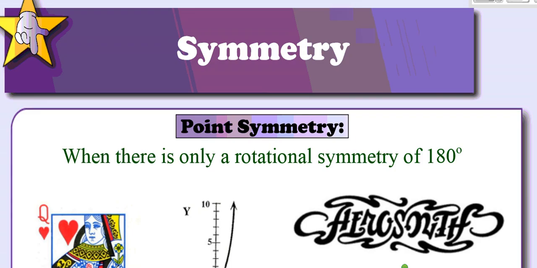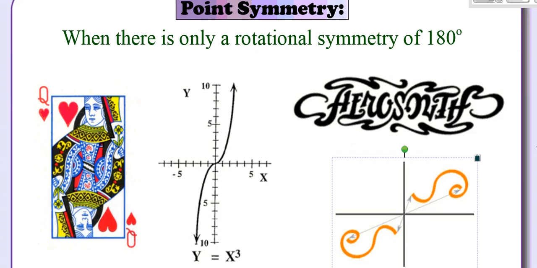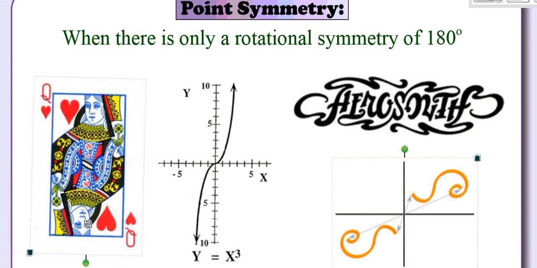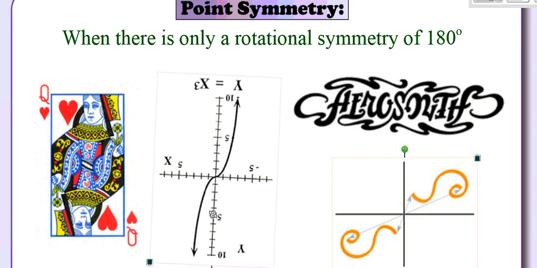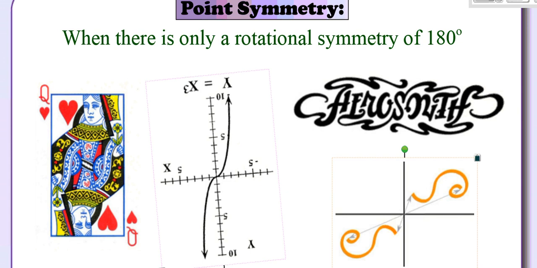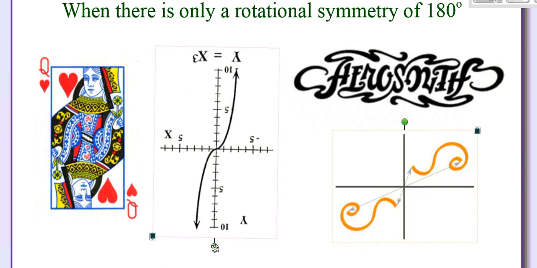So point symmetry is a little bit more exciting. That was kind of boring. A little bit more exciting here with point symmetry. That just means that you can rotate 180 degrees and it matches up with itself. You can rotate 180 degrees and it looks the same as it started. Same thing with this graph here. If you rotate it, the graph looks about the same as it did before I rotated it to begin with.